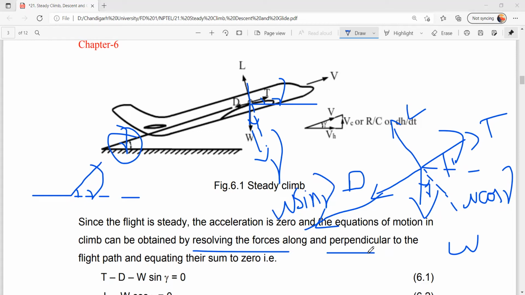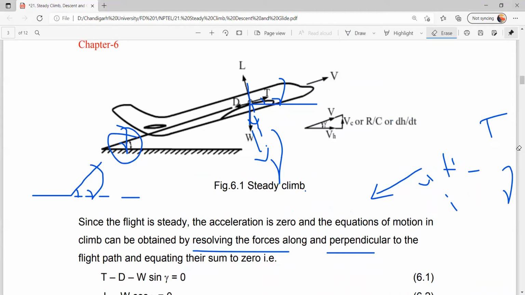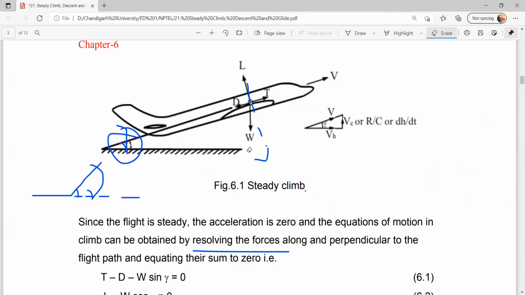We are just resolving the forces. I am explaining again how the gamma came, because I am sure that you might not have done the engineering mechanics subject. Did you have engineering mechanics in your curriculum? How to resolve forces, have you done that before or not? Yes. Okay, fine. That will help.